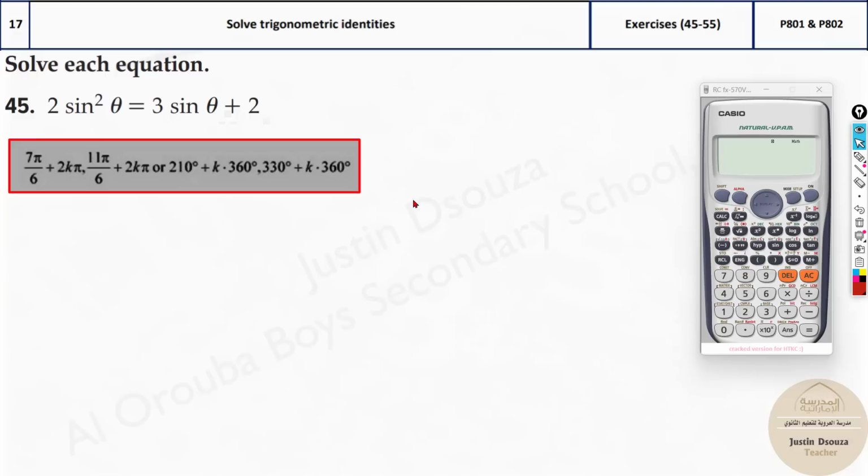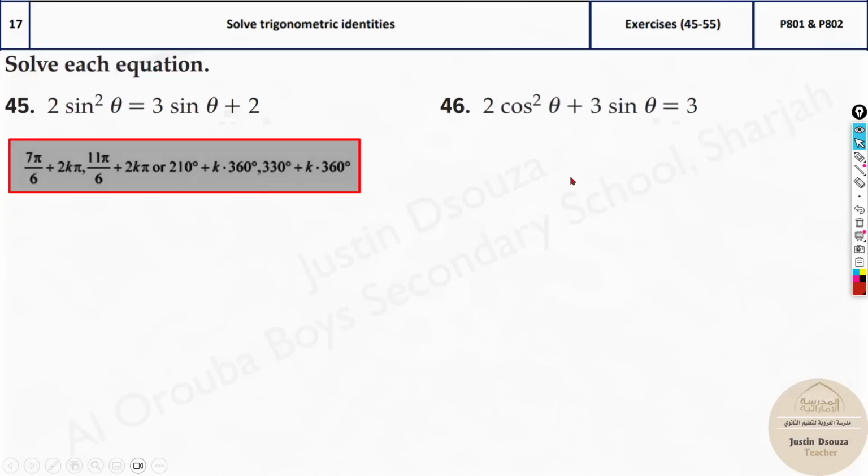I know these are a little bit complicated, but practice many problems, you will be thorough with them. Now I will do this one as well. I'll do a few of these problems and then you will be used to it. Here we have 2 cos square theta plus 3 sine theta equals 3. Now look over here. This is not the same as this. It's not cos and sine. It's not cos and cos or sine and sine.